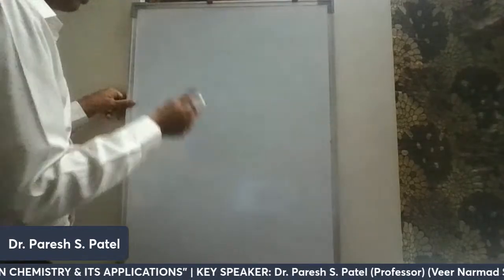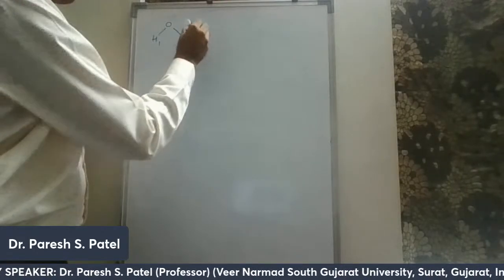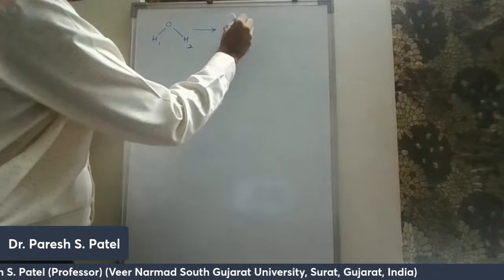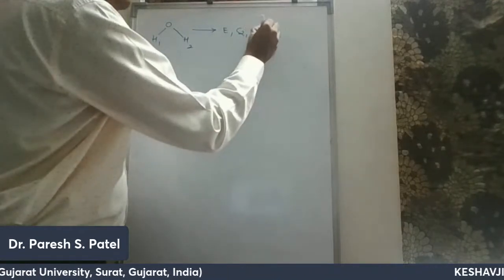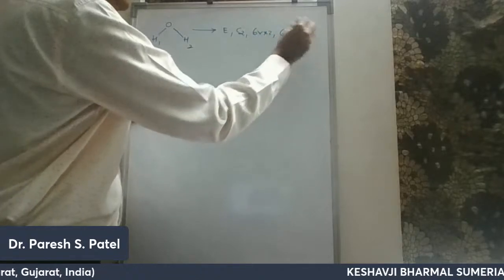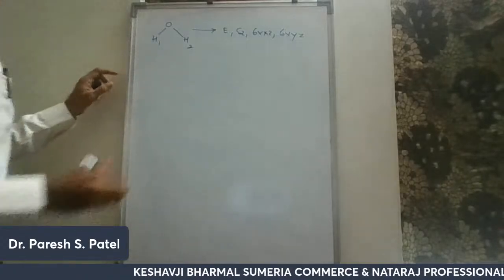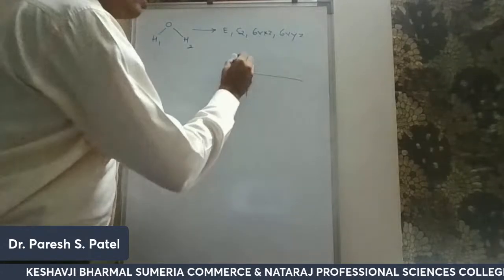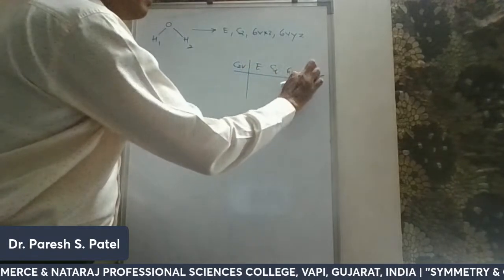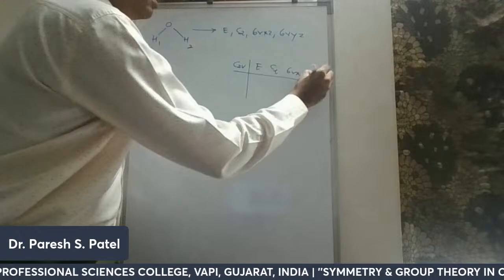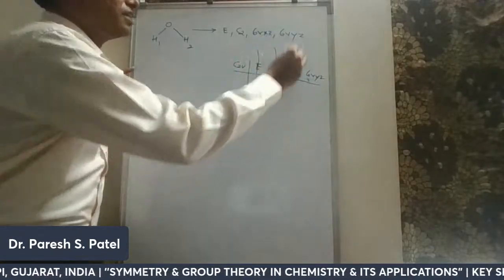In case of the water molecule, it consists of E, C2, sigma Vxz, and sigma Vyz symmetry elements. So whenever we talk about the character table for the water molecule, it is just like E, C2, sigma Vxz, sigma Vyz symmetry elements.